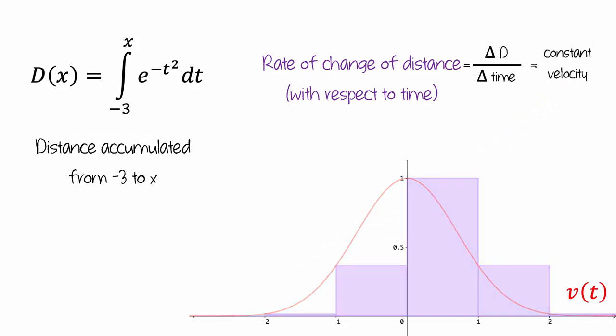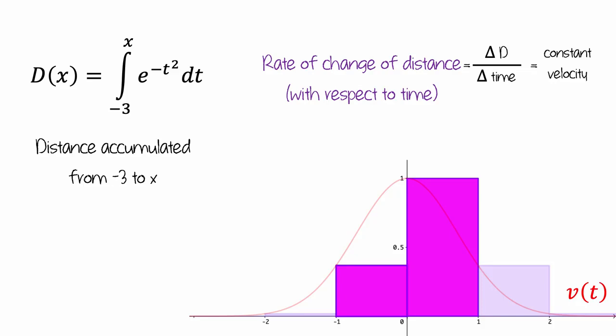Let's take a closer look at what this means. If we start at -1 seconds and imagine the value of x increasing, how quickly are we accumulating area? For this bar, its height tells us how quickly we're accumulating area as x increases. So the value of v of t tells us the rate of change of distance as we increase x. Similarly, if we keep increasing the value of x, now we're accumulating area at a much faster rate. Once again, the value of v of t tells us the rate of change of distance as we increase x.